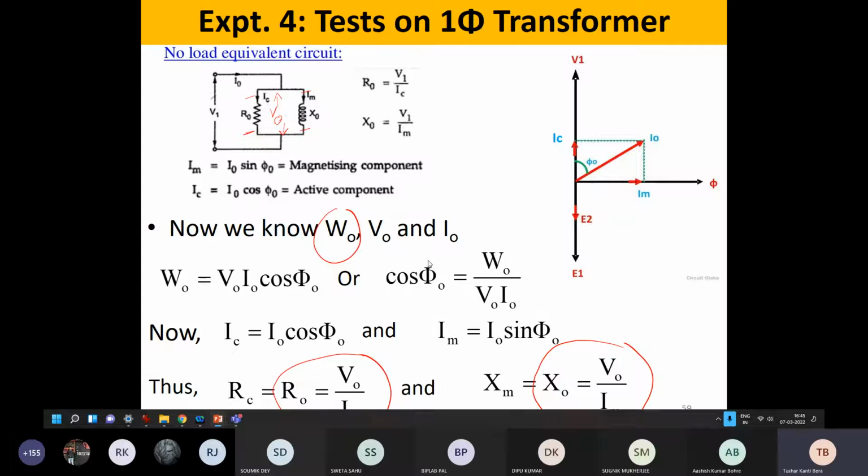So now if cos phi 0 is obtained, so I0 is also known, cos phi 0 is known, so IC can be calculated. If cos phi 0 is known, sin phi 0 will be calculated, and I0 is known, so IM will be calculated. If IM is known and if IC is known, definitely R0 equal to V0 divided by IC and X0 equal to V0 by IM. So in this way, we can calculate the equivalent circuit parameters X0 and R0. Those actually we have to calculate in the report.